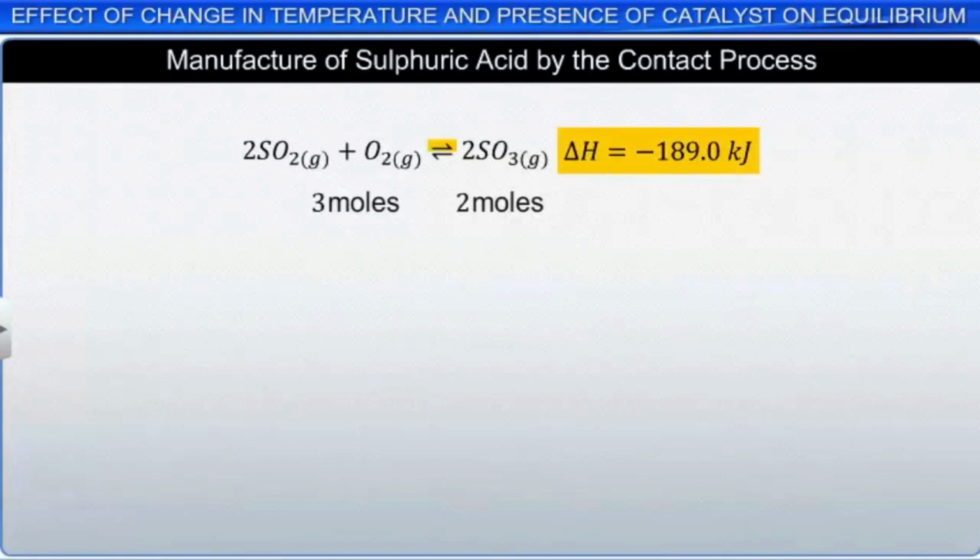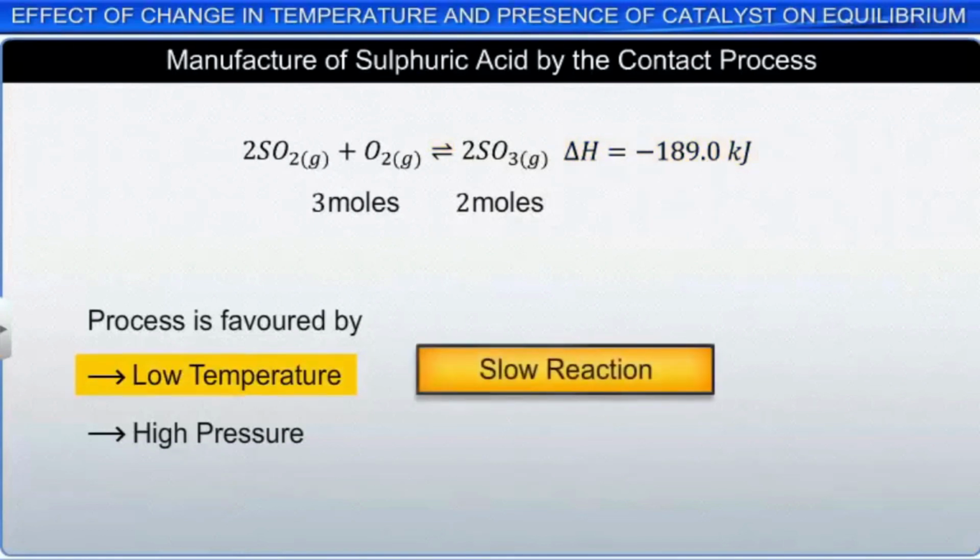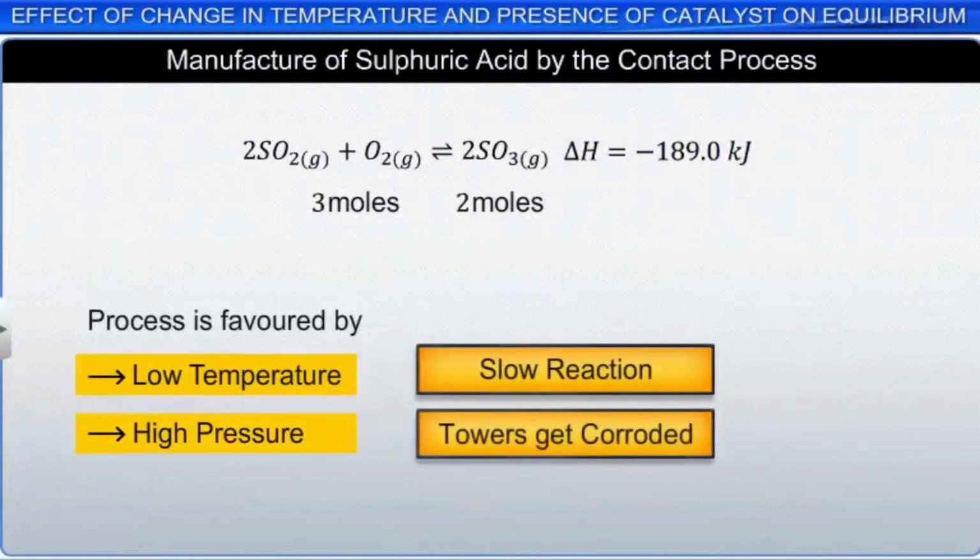Thus, according to Le Chatelier's principle, low temperature and high pressure favor the formation of sulfur trioxide. However, at low temperature, the reaction is very slow, while at high pressure, the tanks used in the synthesis get corroded. Hence, to maintain optimum conditions and increase the rate of the reaction, a catalyst such as platinum or vanadium pentoxide is used.